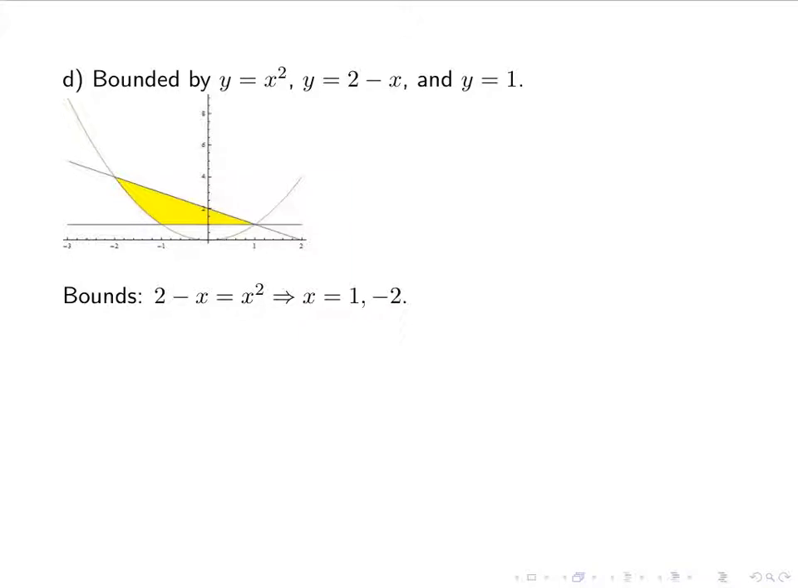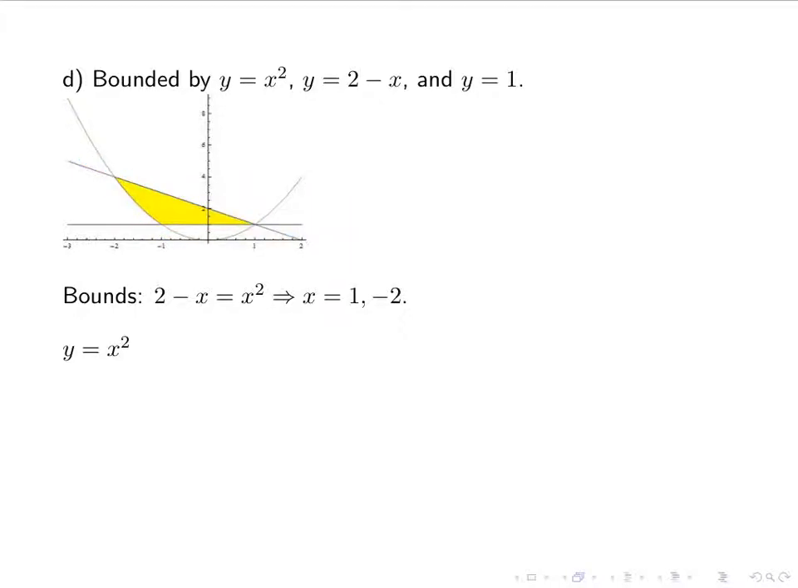And now, again, the next step is to determine, is it a left and right situation, or is it a top and bottom situation? And again, this one you could do either way. One way is slightly easier. If you notice, our line bounds our area to the right, and our parabola bounds it to the left. So it will be faster to do a right and left situation here, which again means that we need to change all of our x's into y's.